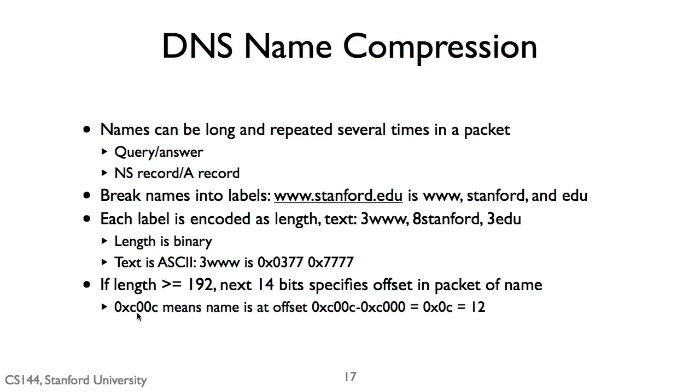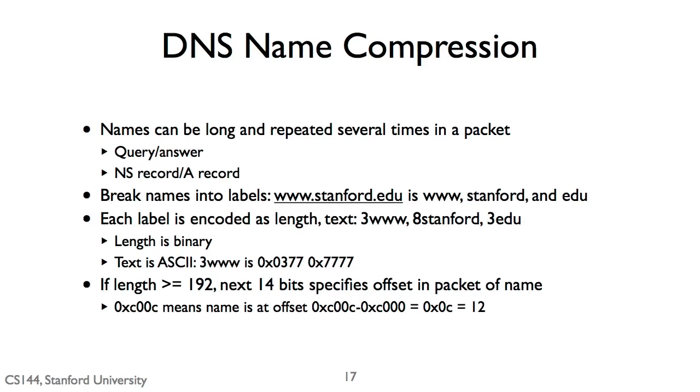So for example, if I see 0xC0, 0C, this means that the name this label refers to is at this value minus, take out those first 2 bits, offset 12 within the packet. So if I were just to go to offset 12, that's the label this refers to. If I have something like Stanford, which is 8 characters long, rather than repeat Stanford many times, it would actually be 9 bytes because I need the length: 0x08, then the bytes of Stanford. I can just say 0xC0, and then the offset of Stanford. It'll be only 2 bytes long.